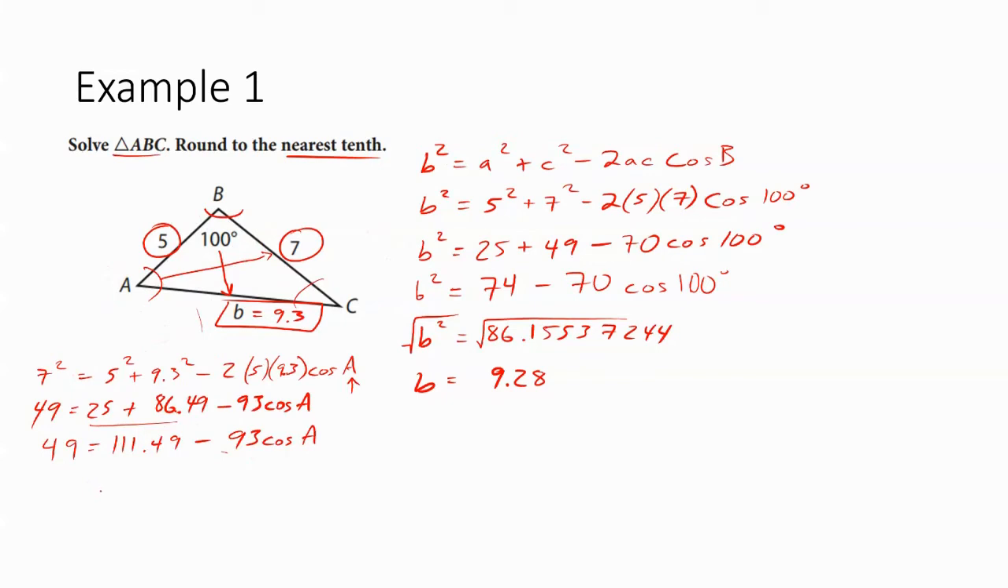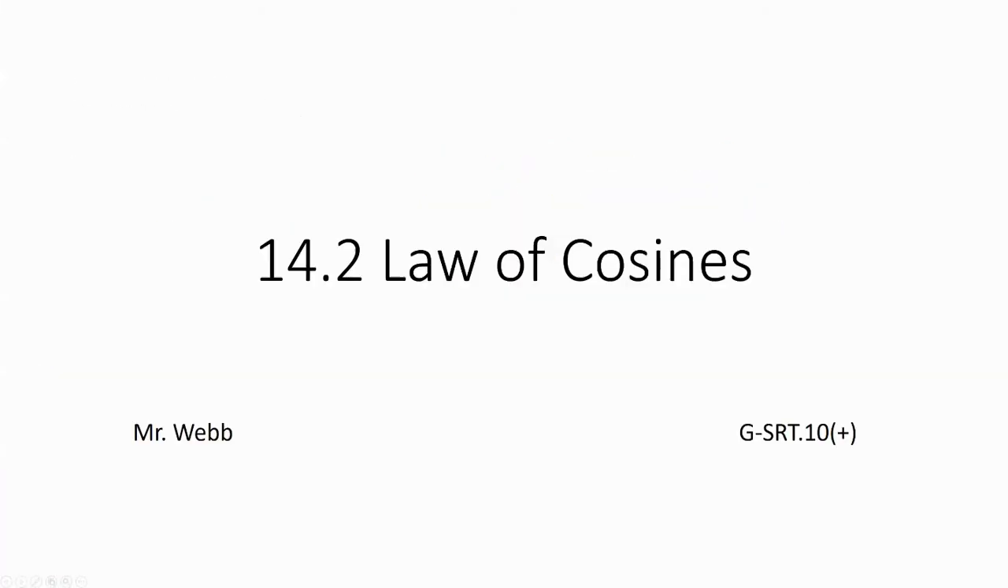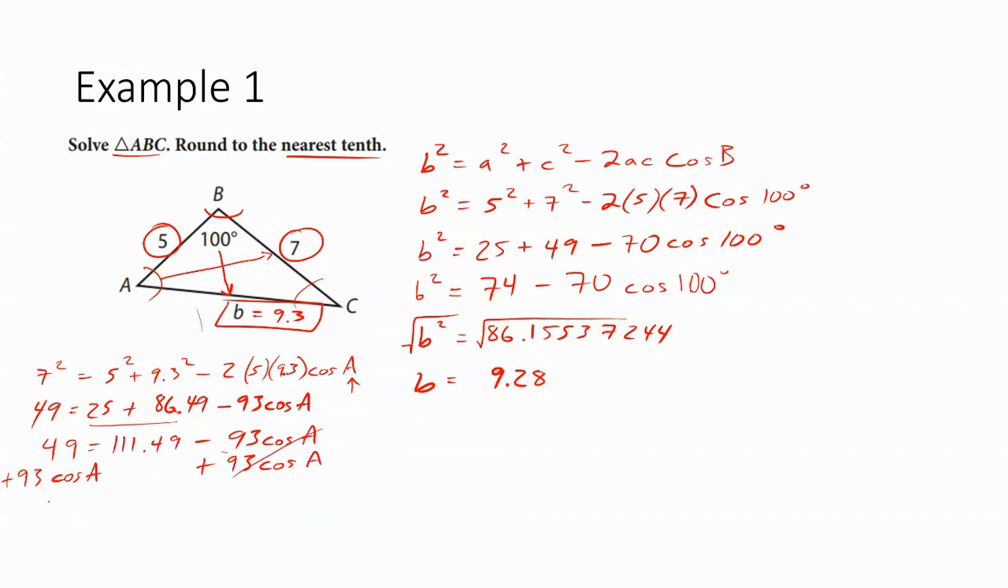How do we get rid of, I'll tell you what, I don't like that negative 93, so I'm going to move this whole chunk over to the other side, because I can do that like a boss. There we go. Thank you, pen. So we got 49 plus the 93 cosine of A, and I really feel like I should just subtract that 49, but I'll do that next. Equaling 111.49, subtract the 49, okay.